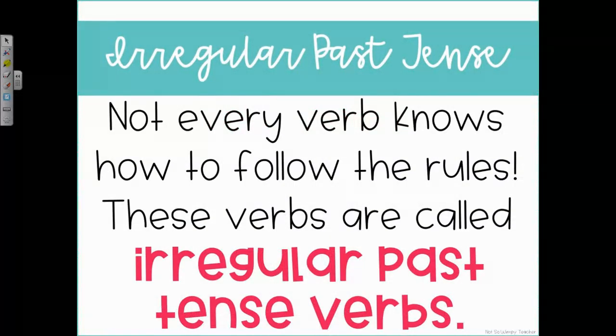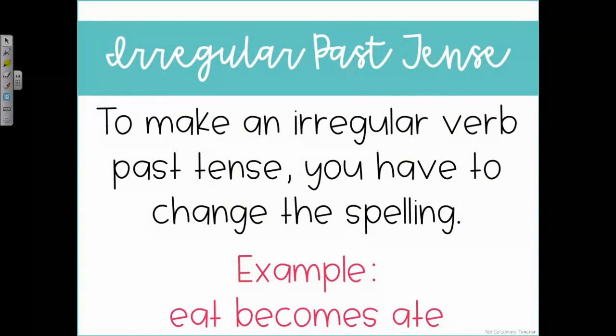However, not every verb knows how to follow the rules. These verbs are called irregular past tense verbs. To make an irregular verb past tense, you have to change the whole spelling. So, eat becomes ate. Notice there is no ed ending on that verb because it's irregular.